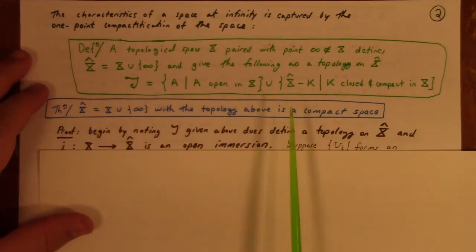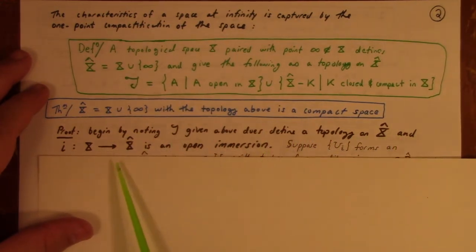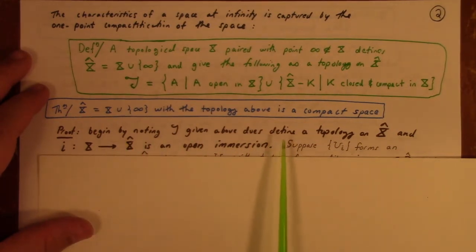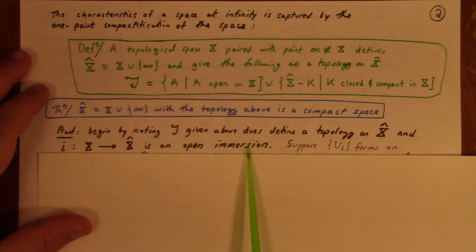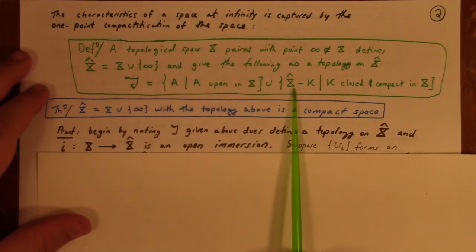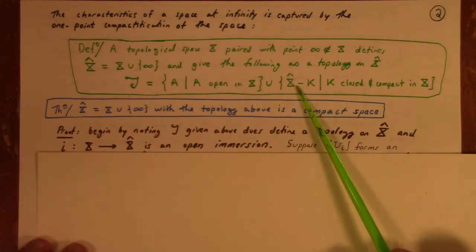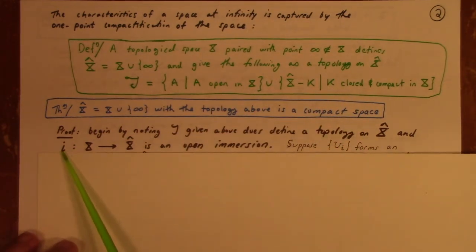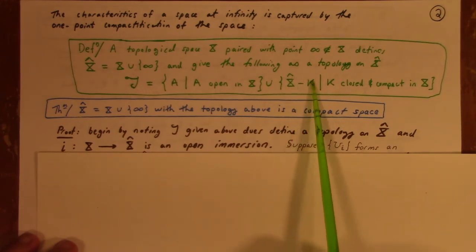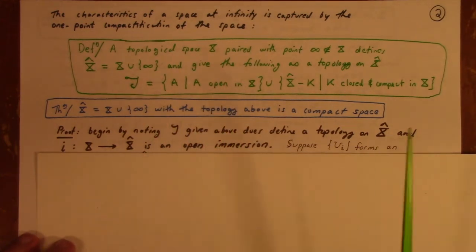Proof. Well, begin by noting that the topology given above does define a topology on X hat, and in fact, if you look at the inclusion map, that's an open immersion, which is not really saying much. The inverse image of an open set in X hat is either empty, because the set necessarily contains infinity and you don't map to infinity with the inclusion map, or, for the other open sets, it's just the open set again. So yeah, it's an open immersion. Lovely.